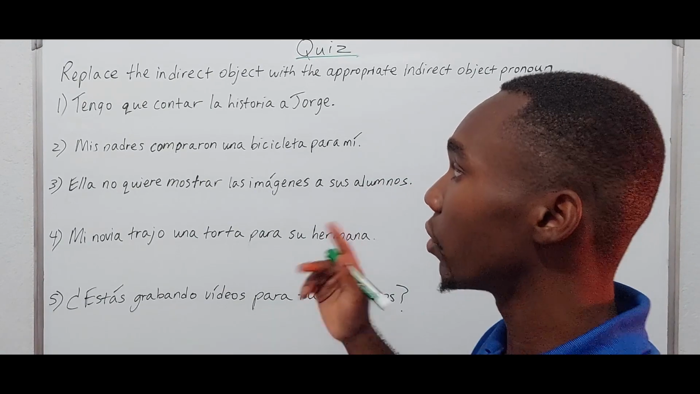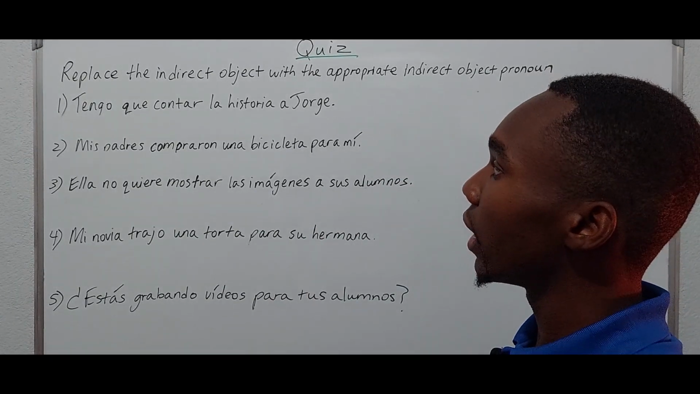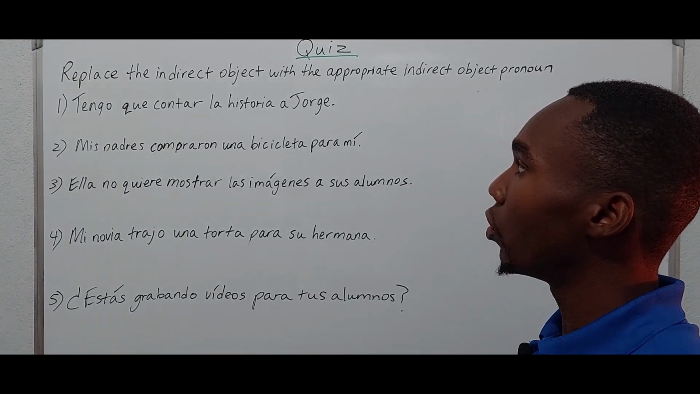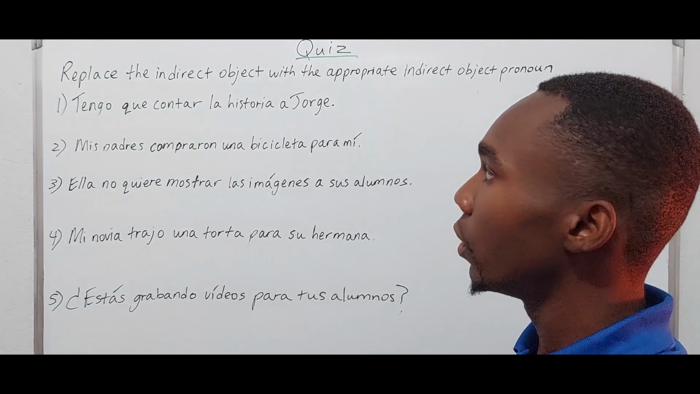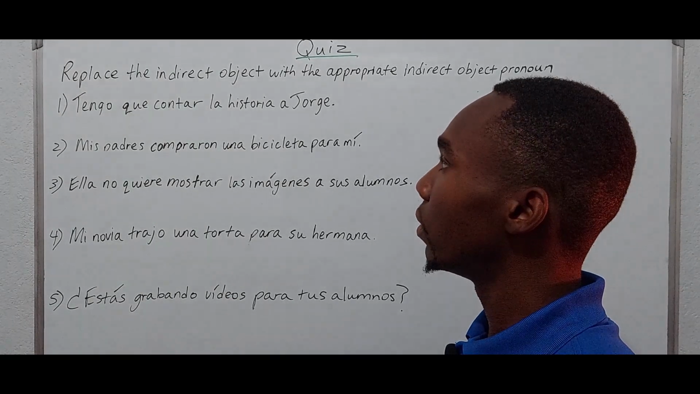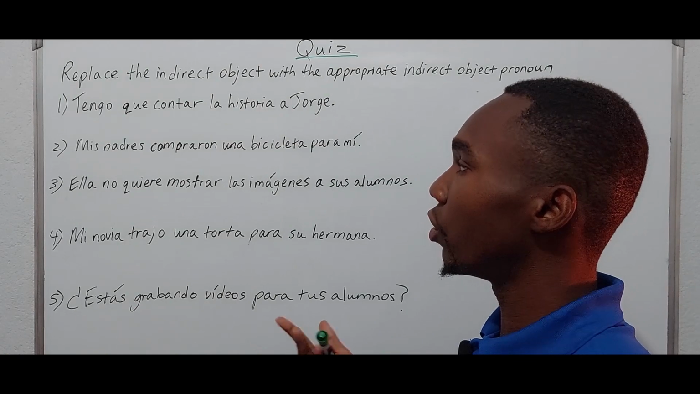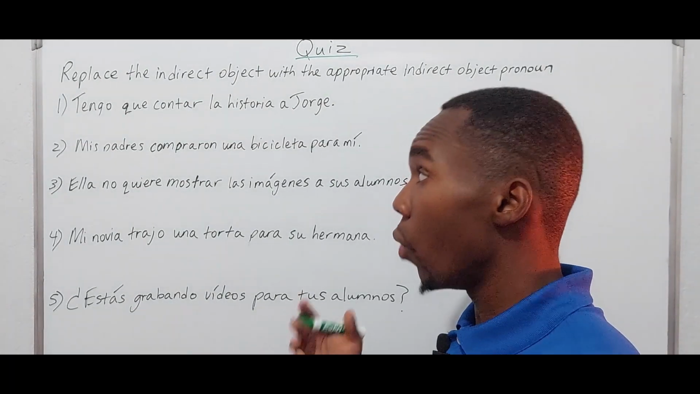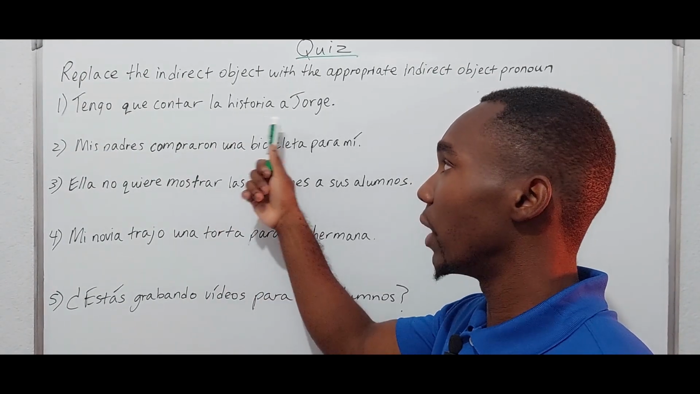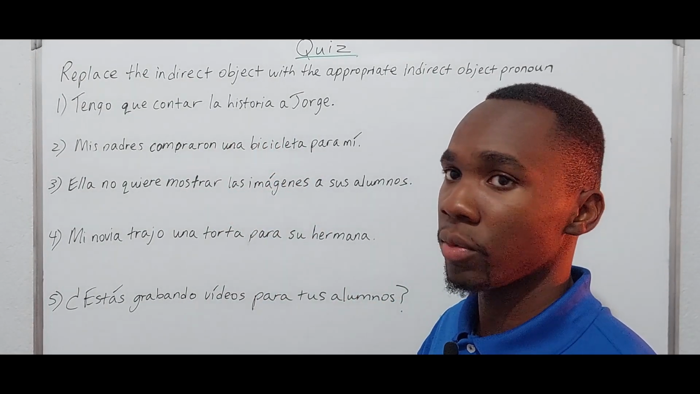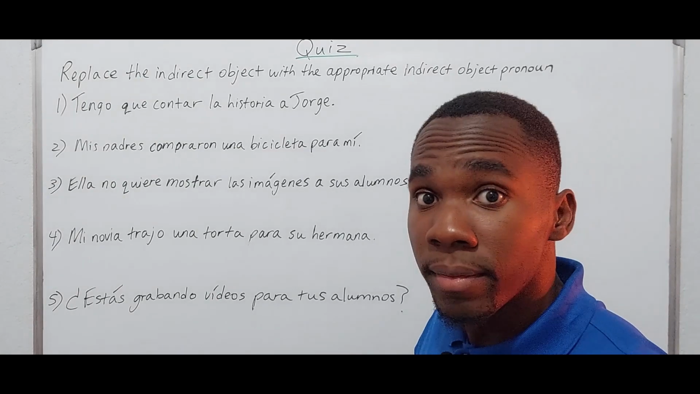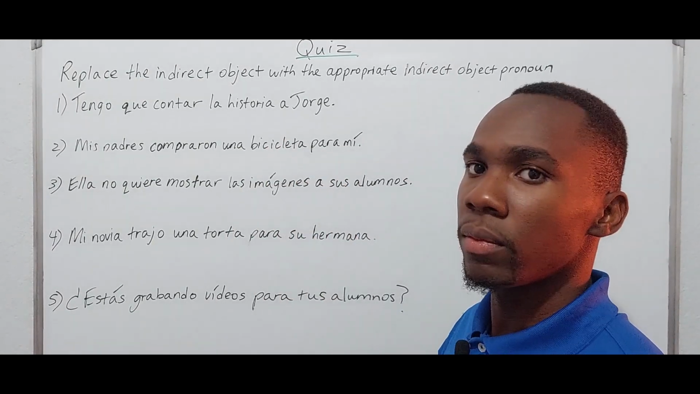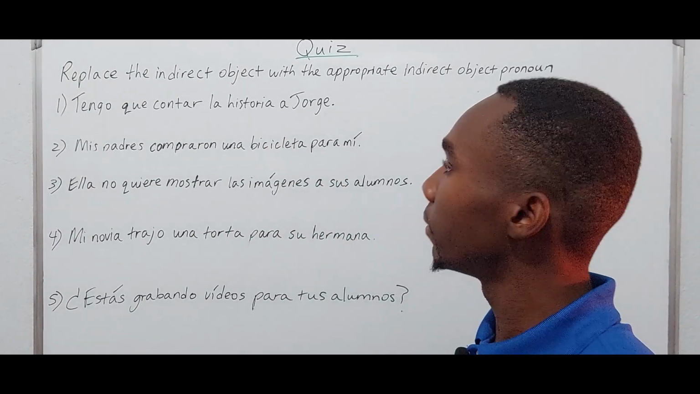Okay, so let's go. Number 1: Tengo que contar la historia a Jorge. So I have to tell the story to Jorge, or I have to tell Jorge the story. So what do I have to tell? La historia. So la historia will be our direct object. To whom? A Jorge. To Jorge, right?